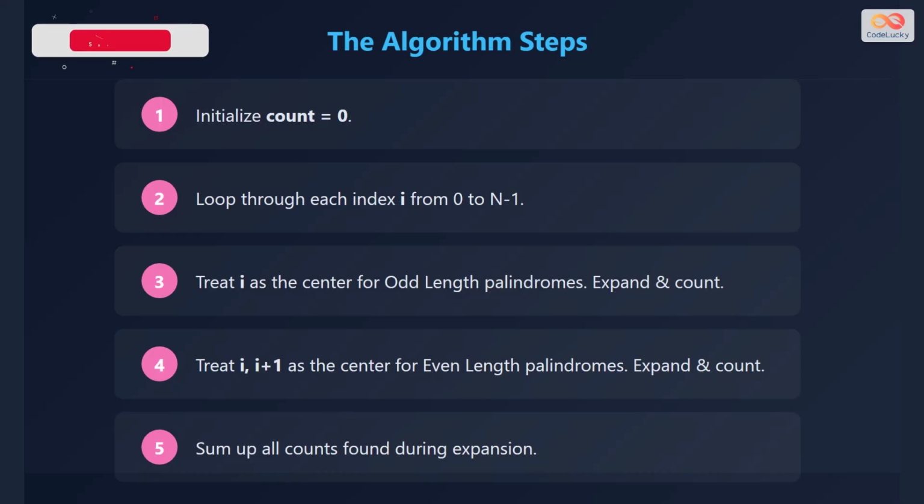So the algorithm is, iterate through every index in the string. For each index, treat it as a center for an odd-length palindrome and expand. Then, treat it and the next character as a center for an even-length palindrome and expand. We sum up all the successful matches.